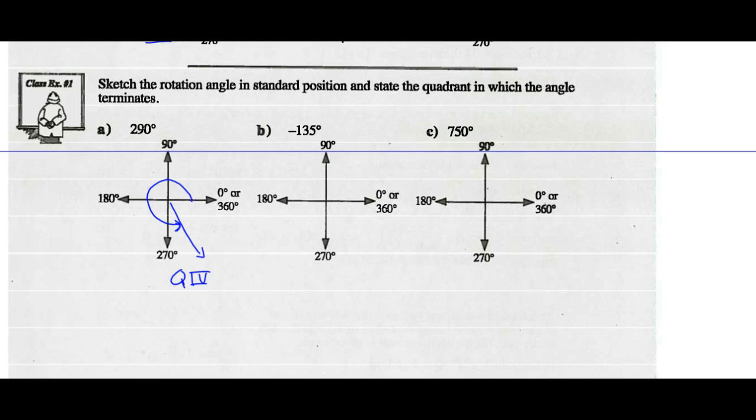A negative 135 degree angle starts at the positive x-axis and goes clockwise. Negative 90, negative 135 is about there. And it finishes in quadrant 3. And a positive 750 degree angle starts at the positive x-axis. There's 360, another rotation 720, and then 750 would be about there. So this one finishes in quadrant 1.